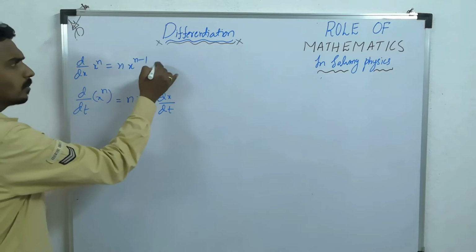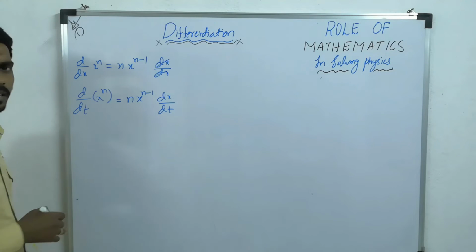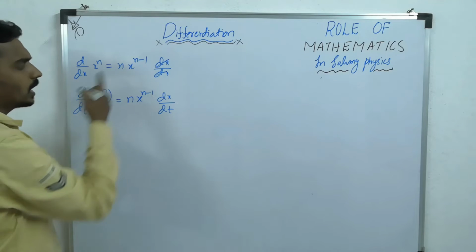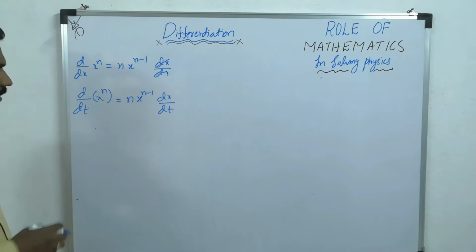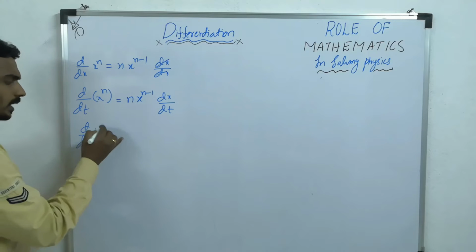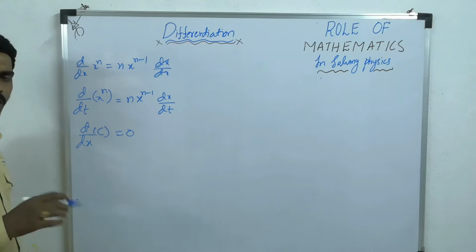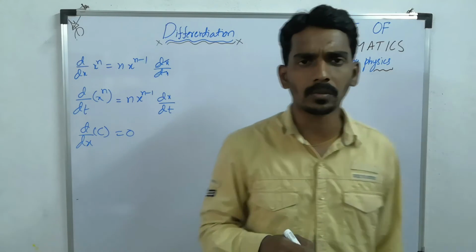Here also dx by dx will come, but they will get cancelled, so it is 1. That's why we will not write it, but you have to write it when the function and the variable are different. Now differentiation with respect to any variable of any constant is always 0, because there is no change in a constant, because differentiation is nothing but what?